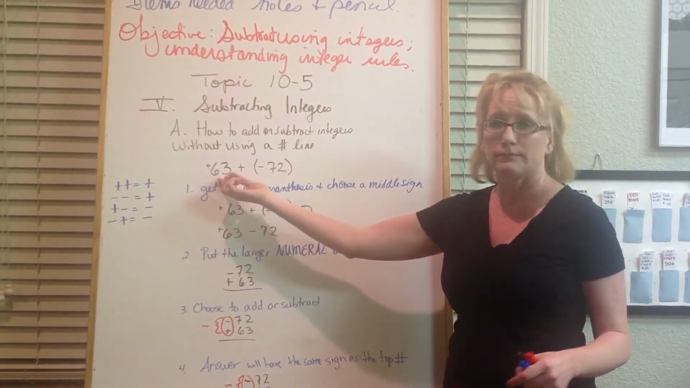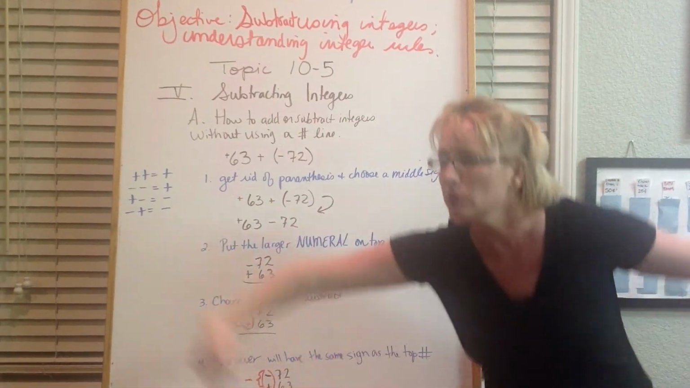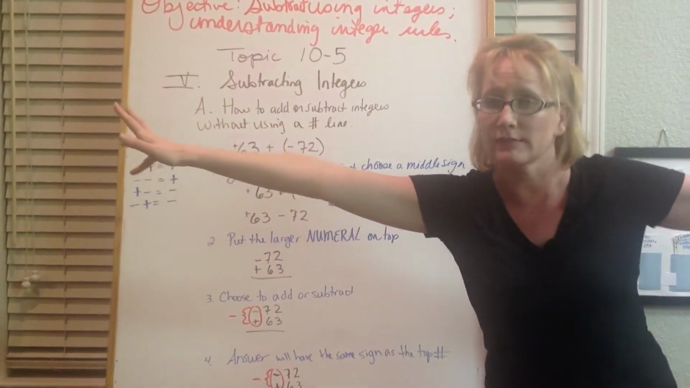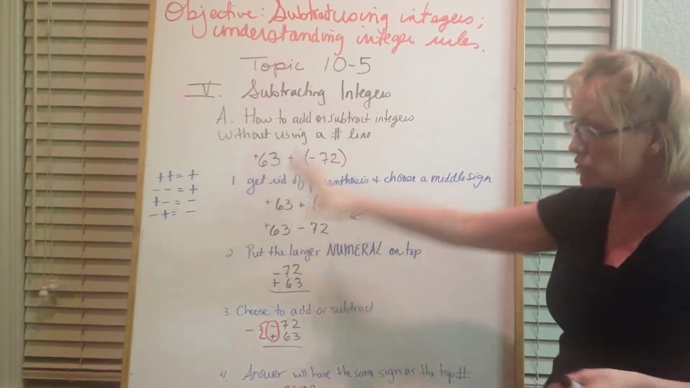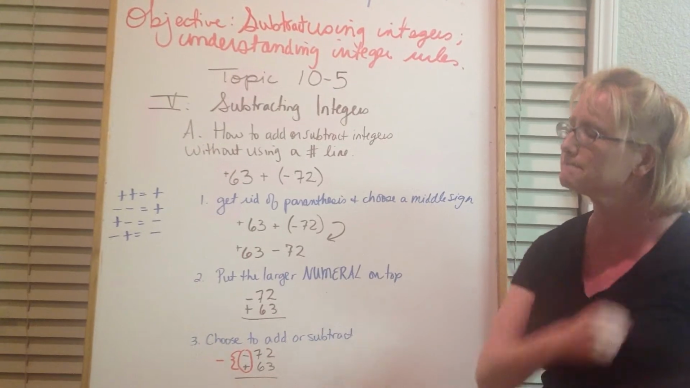Here we have positive 63 plus a negative 72. I do not want to draw a huge number line all the way up to 63 and 72. That's just too much time. So I'm going to show you these. We're going to do several times together, and we'll do it in class for several days, so you'll get it.